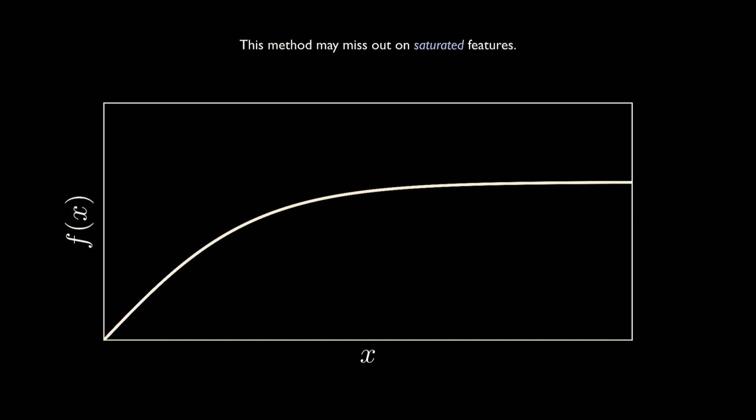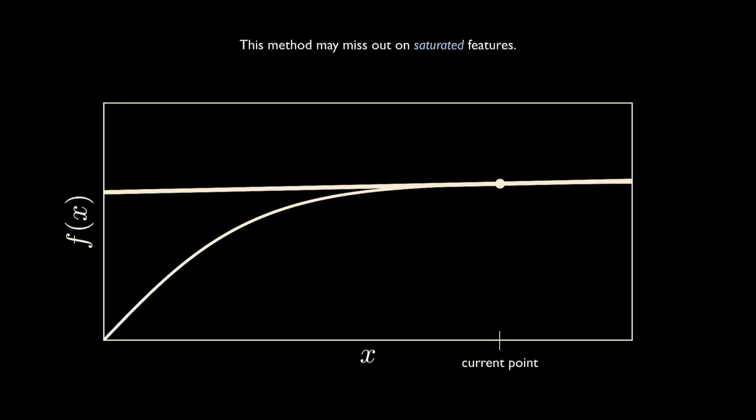But let's say we were looking at one individual data point, and our current point was right here, and we used the gradient to help us understand sensitivity. Then we would get a gradient that looks like this, and it's pretty flat. So we would conclude that f of x is not really sensitive to x because this gradient is very small. But that's not necessarily what's going on here. It's just that x is at a very saturated point of the feature function.